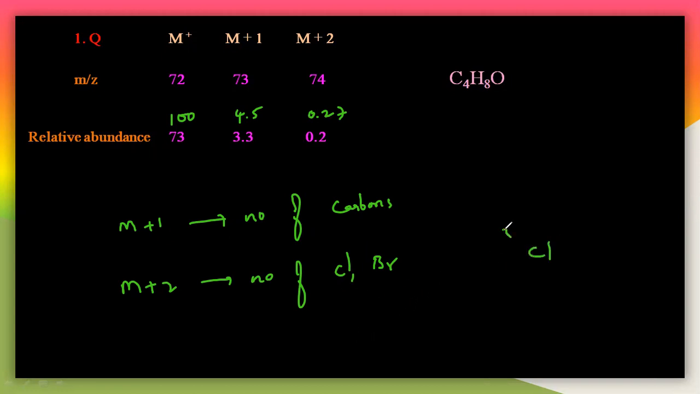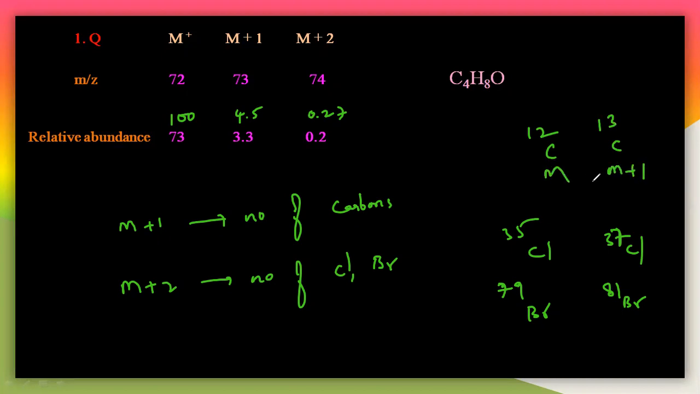Because of chlorine-35 and chlorine-37, and similarly bromine-79 and bromine-81, we get M+2 peaks for chlorine and bromine. For carbon, it is C12 and C13, so this is M and this is the M+1 peak. In this way we can calculate the number of carbons by applying a particular rule.